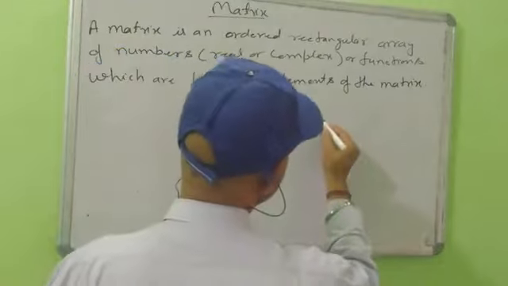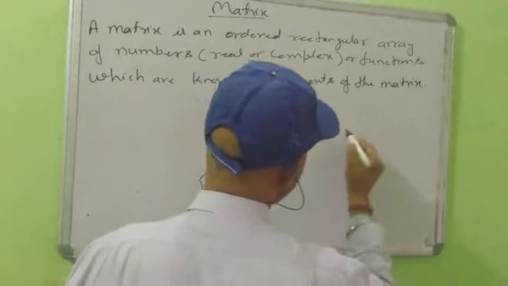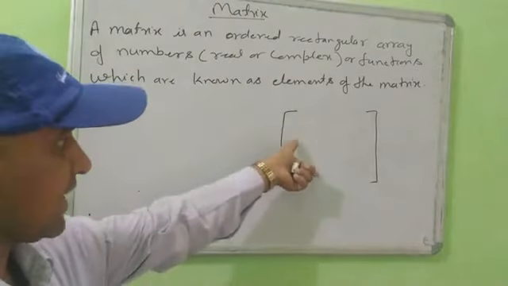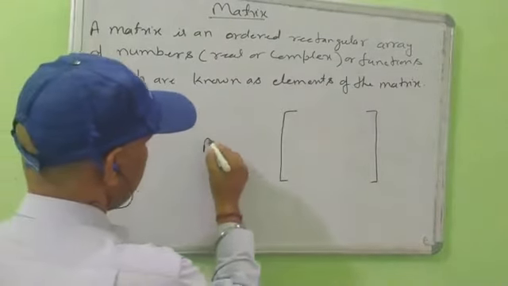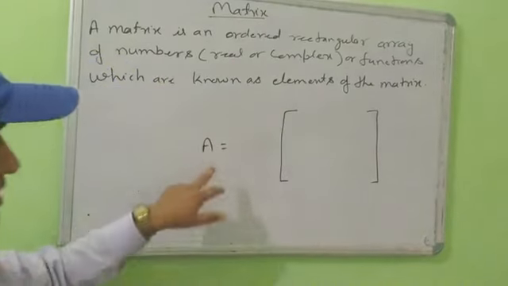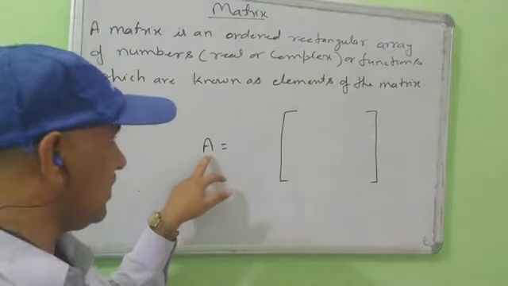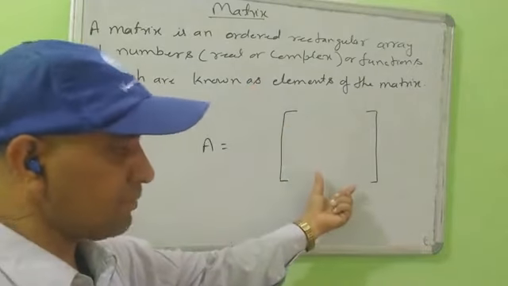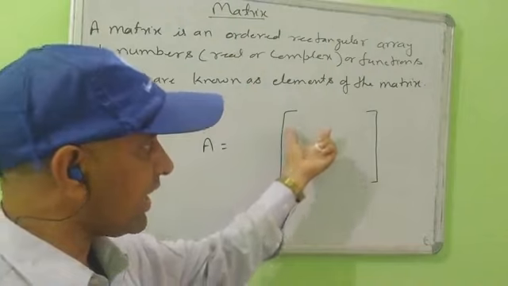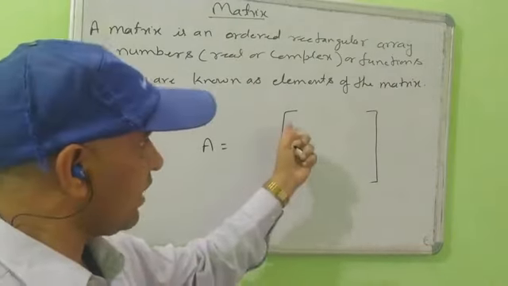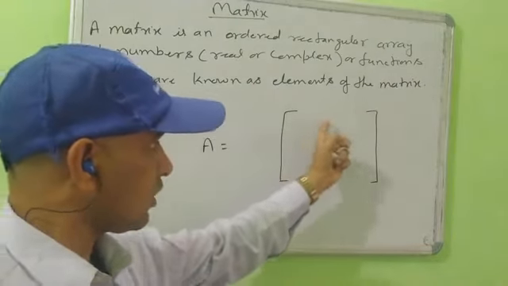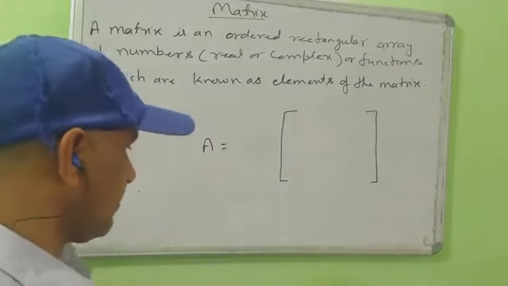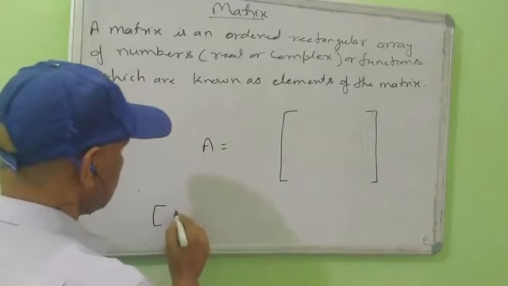The name of this symbol is the matrix. A matrix is always denoted by a capital letter A, B, C. It does not matter which letter, A, B, C, D, but you always denote it with a capital letter. And this is the symbol of the matrix, inside which you arrange your data in rows and columns. How many rows does not matter. This is a rectangular shape. Sometimes you have one row, sometimes two rows.